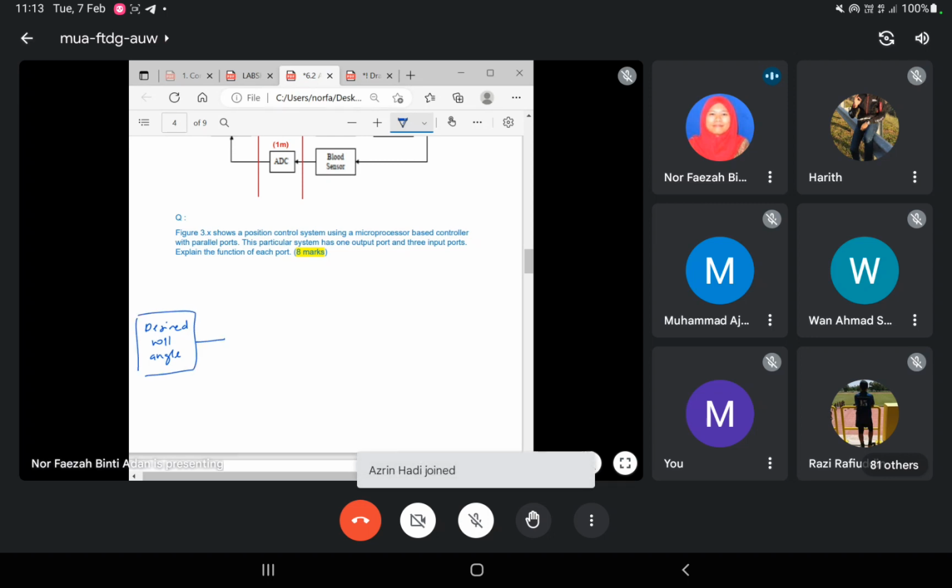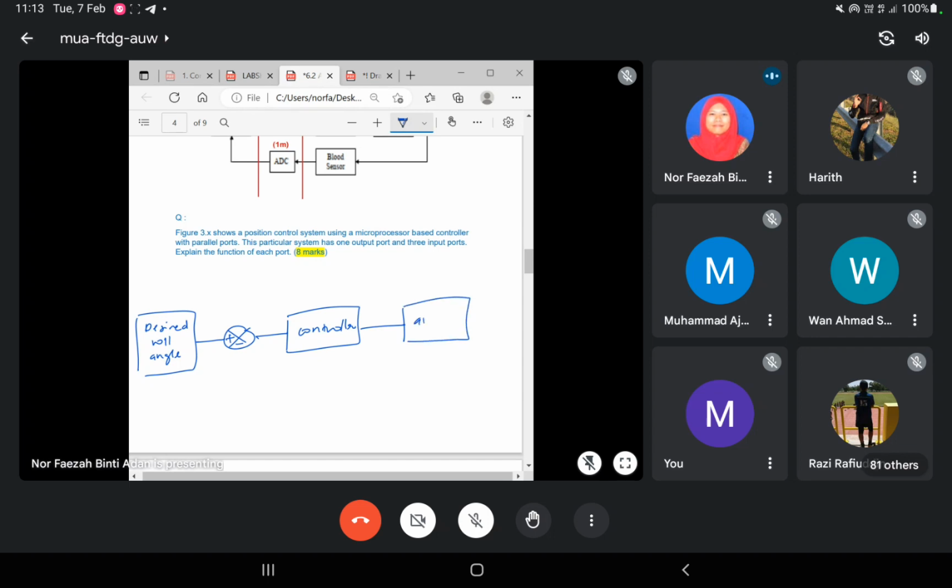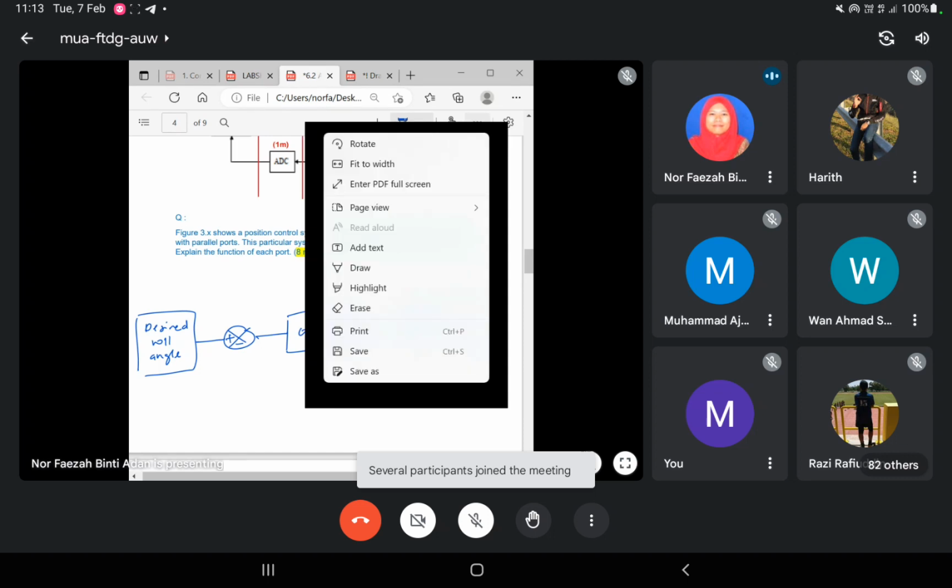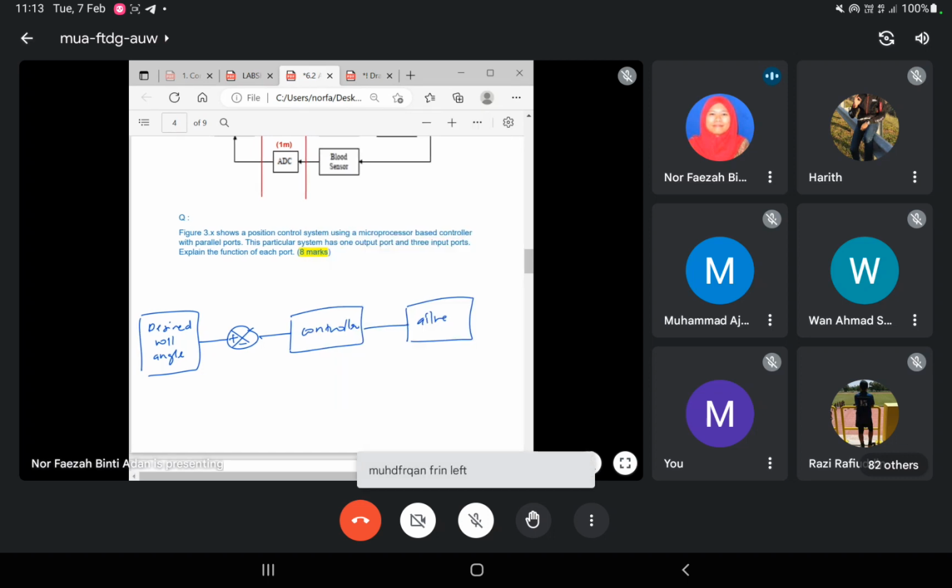Okay, so desired roll angle as your input. Here it can go directly to the summing junction, or you can also put an input transducer. Either way boleh. And then this is your controller. It goes to your output component, ataupun your plant, which is the aileron.